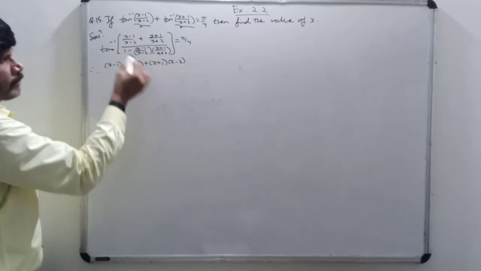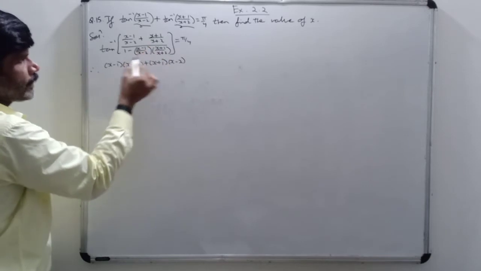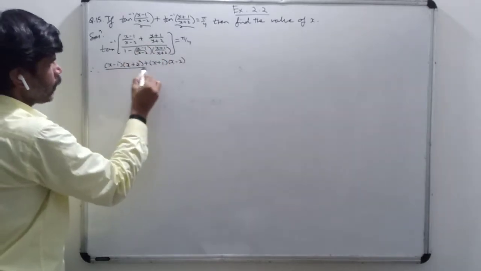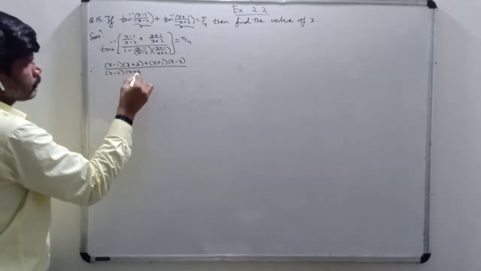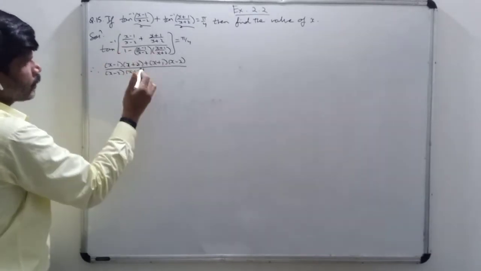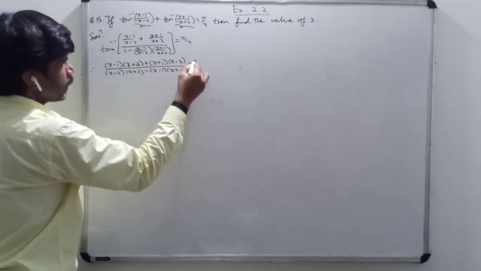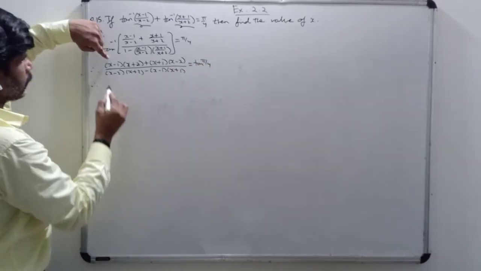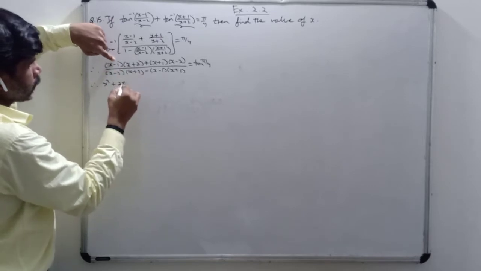What is the common LCM? In the numerator also the LCM is (x minus 2) into (x plus 2), and in the denominator also the LCM is (x minus 2) into (x plus 2), so that will get cancelled. Upon (x minus 2) into (x plus 2), here I am taking the LCM, minus (x minus 1) into (x plus 1) is equal to what? Tan of pi by 4. So now I will expand.